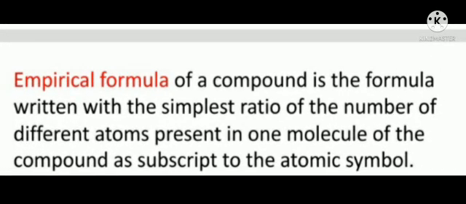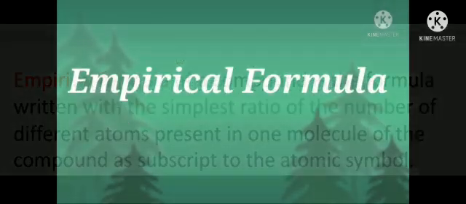Again, I just recall the definition for empirical formula. Empirical formula of a compound is a formula written with the simplest ratio of the number of different atoms present in one molecule of the compound as subscript to the atomic symbol. Again, I repeat, empirical formula of a compound is the formula written with the simplest ratio of the number of different atoms present in one molecule of the compound as subscript to the atomic symbol.